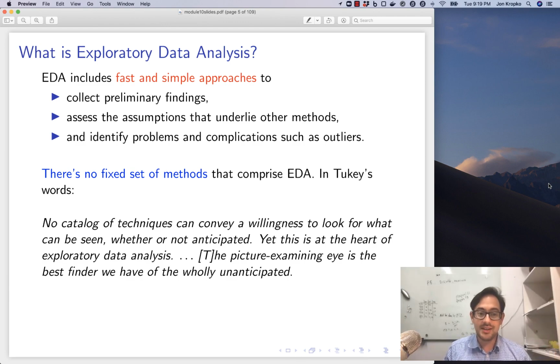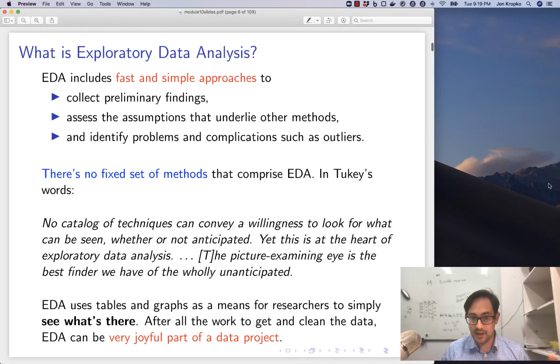So Tukey phrased it like this. He said, "No catalog of techniques can convey a willingness to look for what can be seen, whether or not anticipated. Yet this is at the heart of exploratory data analysis. The picture-examining eye is the best finder we have of the wholly unanticipated." So he sees this great value in just looking at the data and seeing what's there, right? And that's what we're going to do. We're going to use tables and graphs just to see what's there.